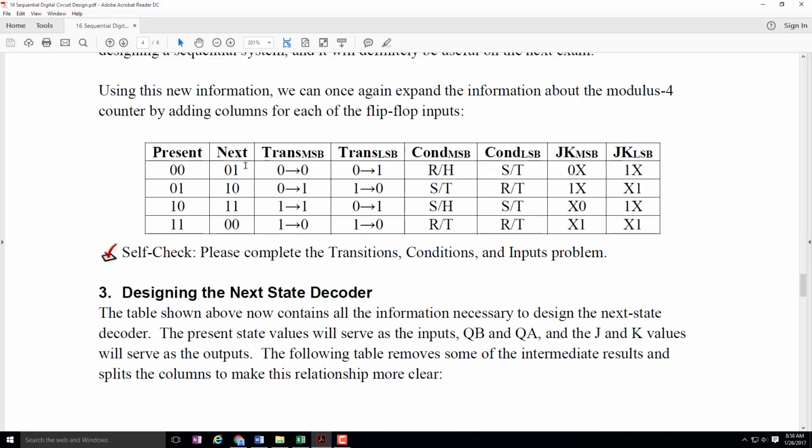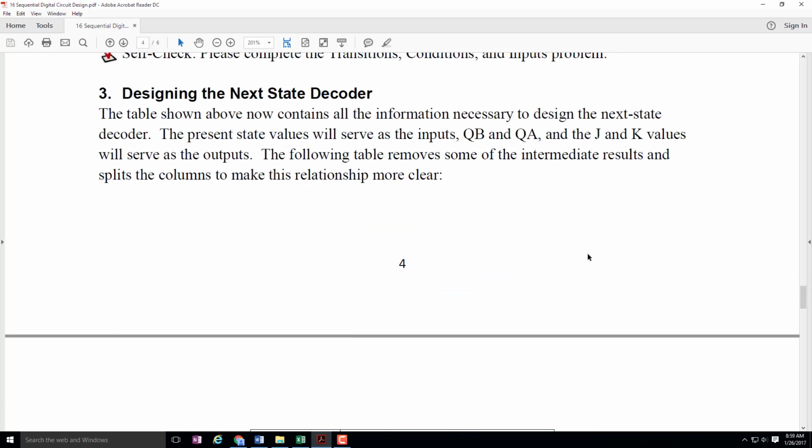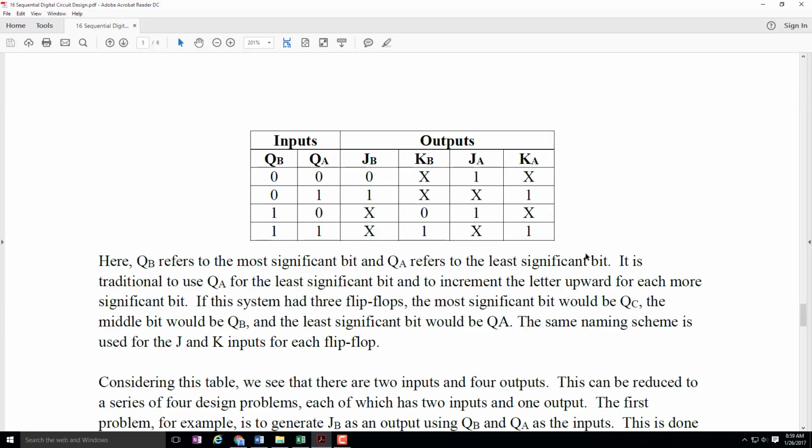All I'm going to do is ignore these middle columns right here, and expand the present state into two columns, one for the most significant bit, one for the least significant bit, and split the J and the K columns. So I'll have 2 inputs and 4 outputs, and that's really what this table is doing right here. So the inputs are Q sub B and Q sub A, and the outputs are J sub B, K sub B, J sub A, and K sub A.